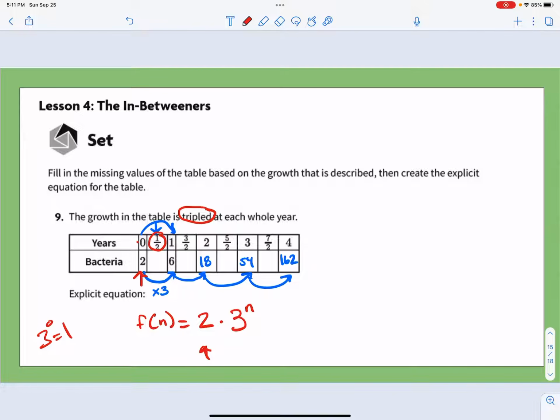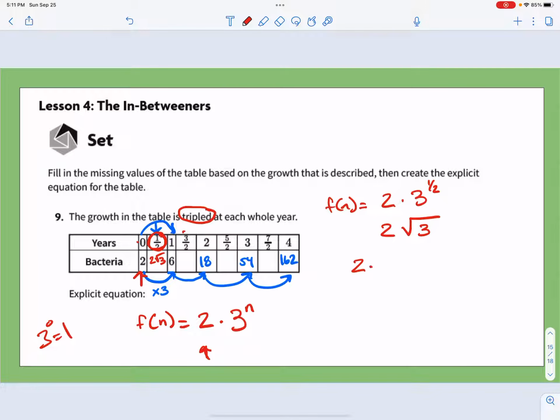So now let's see what happens if we plug in the half right there. Well, I'm going to say that f of n, when n equals a half, let's see what happens. I'm going to say 2 times 3 to the 1/2 power. Well, what is that? We said before in our warm-up that 3 to the half power is the same as the square root of 3. So when we put a half in there, it's equal to 2 root 3. Okay? How about the next one?